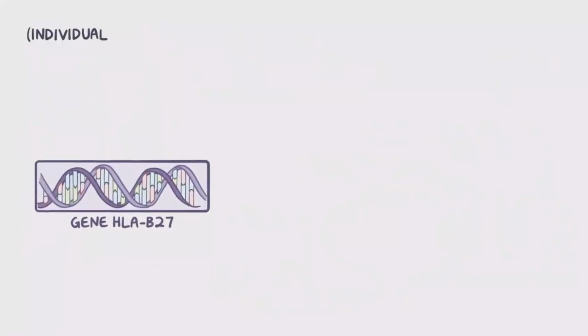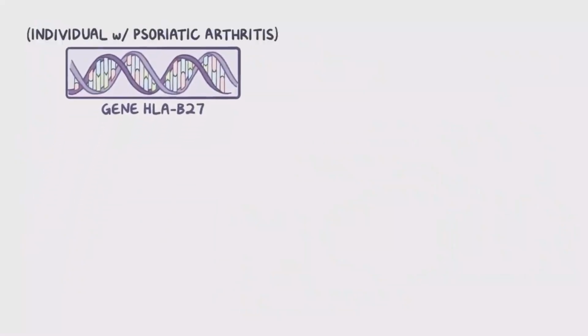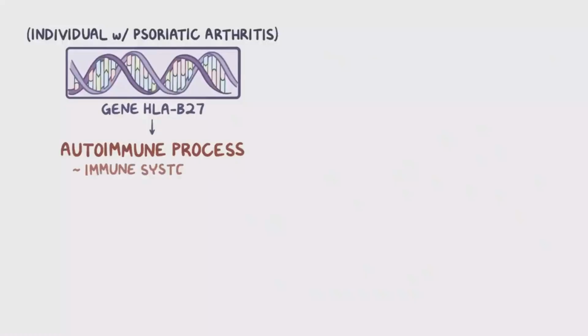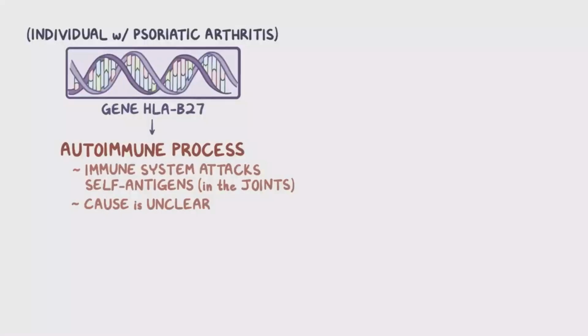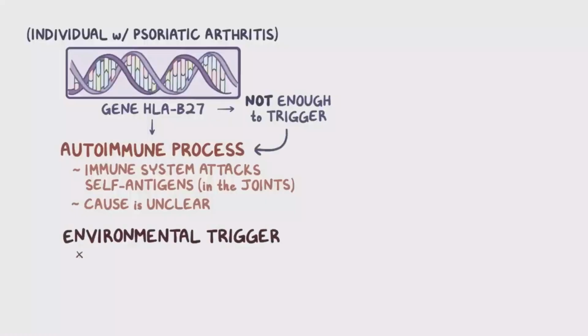Now, many individuals with psoriatic arthritis have a specific version of the gene HLA-B27, which somehow leads to an autoimmune process. In these individuals, the immune system attacks self-antigens, specifically ones in the joints. Exactly what causes this is unclear, but it's clear that the gene itself is not enough to trigger psoriatic arthritis. Often, an environmental trigger like physical trauma or an infection seems to play a role as well.